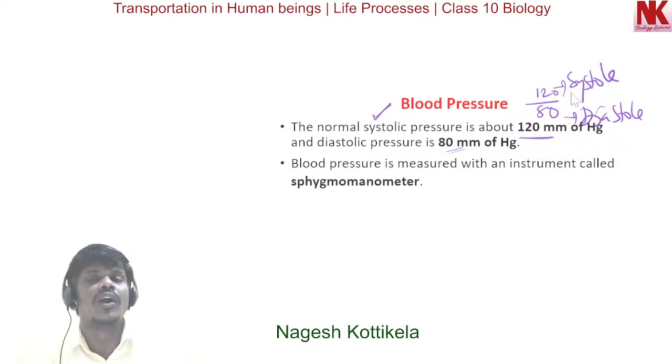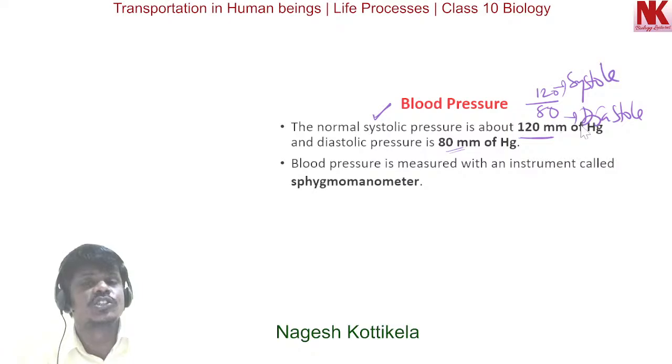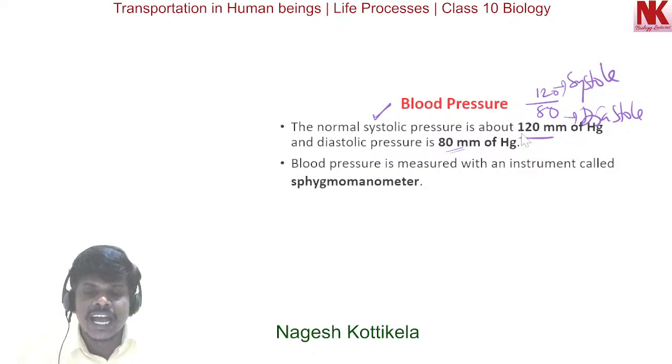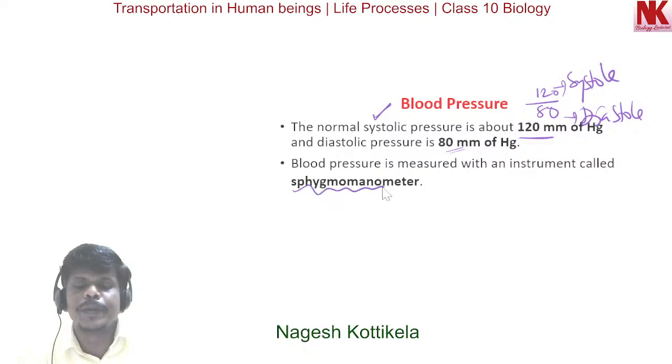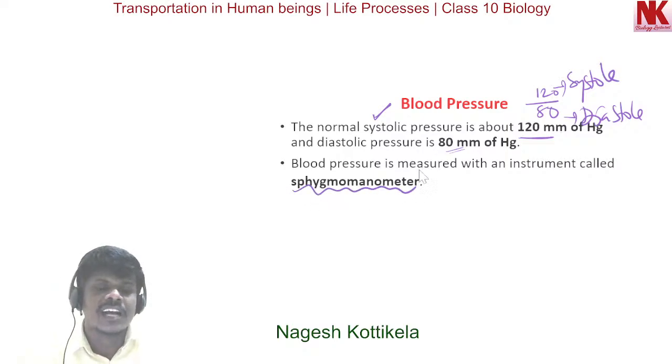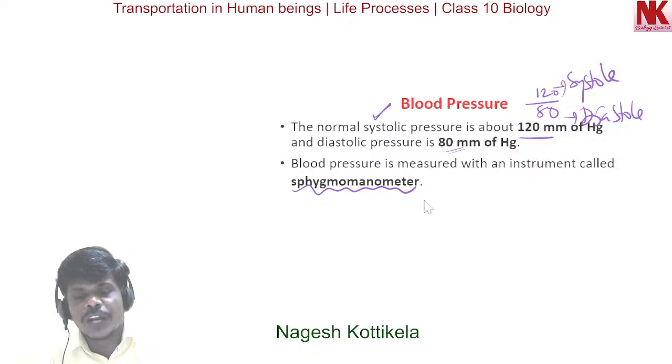Systole is contraction of ventricles and diastole is relaxation of ventricles. This blood pressure is measured with an instrument called sphygmomanometer. Here one very important concept is high blood pressure.